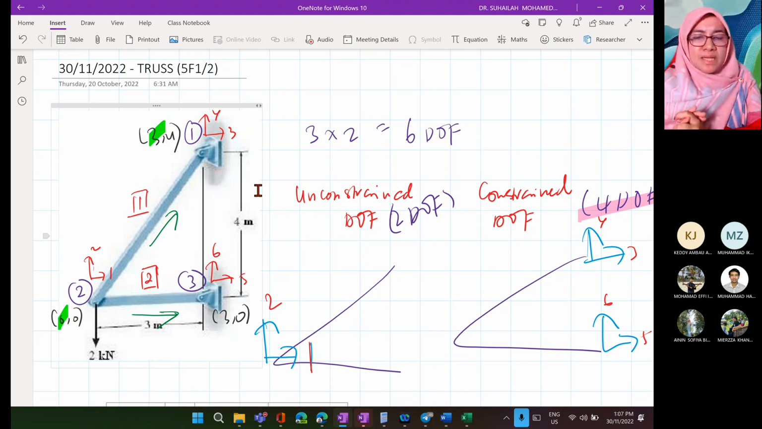Okay, so that's all for this session. Thank you very much. Inshallah tomorrow we will discuss the 3 effects: temperature changes, fabrication error, and support settlement. All will refer to the example in the textbook.